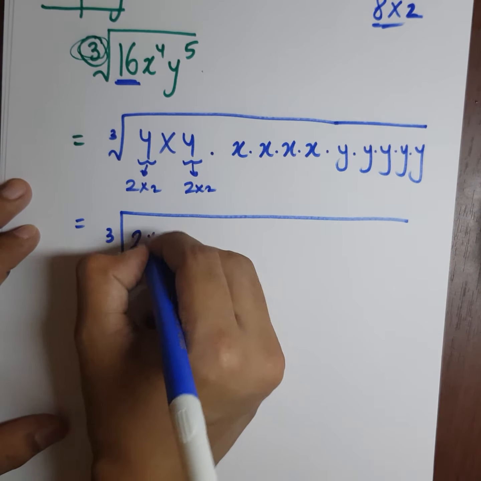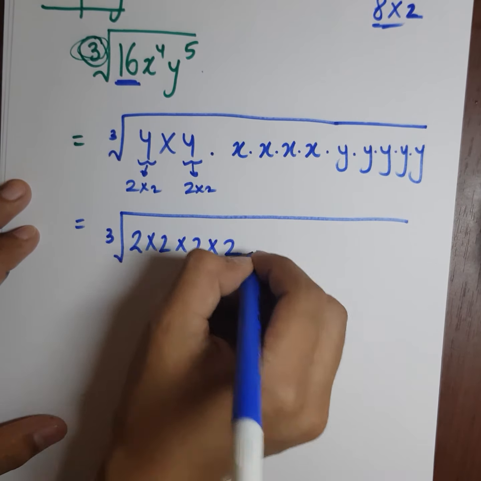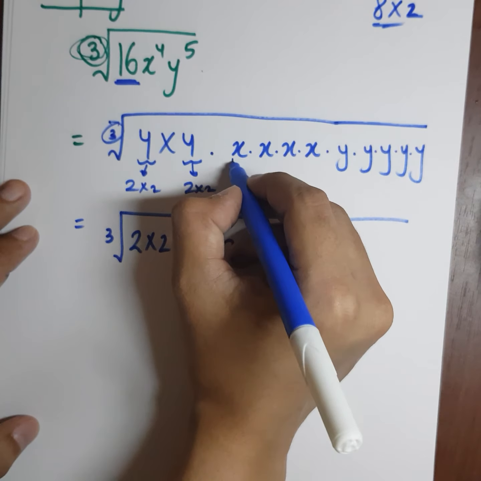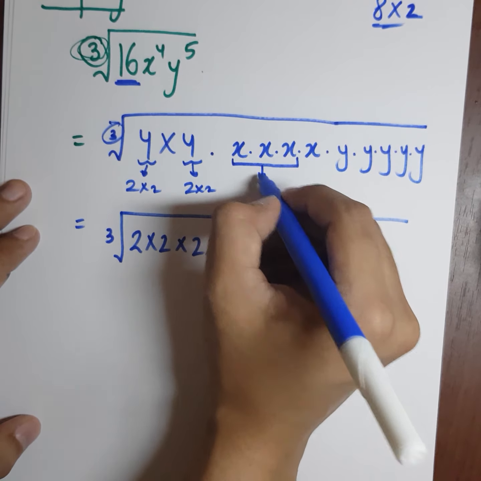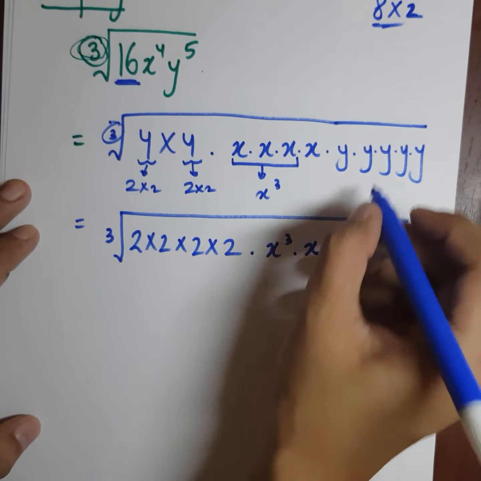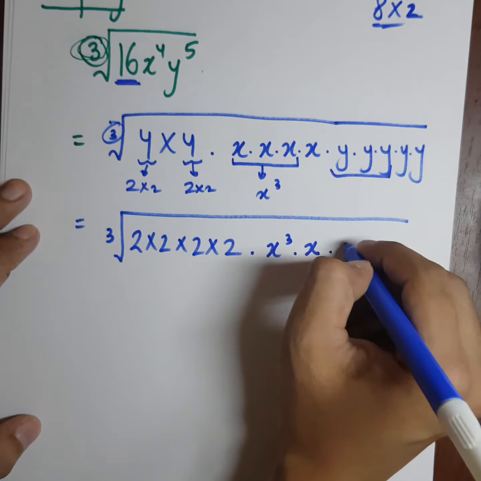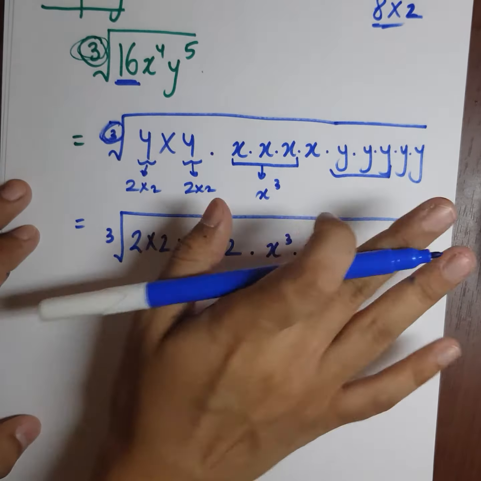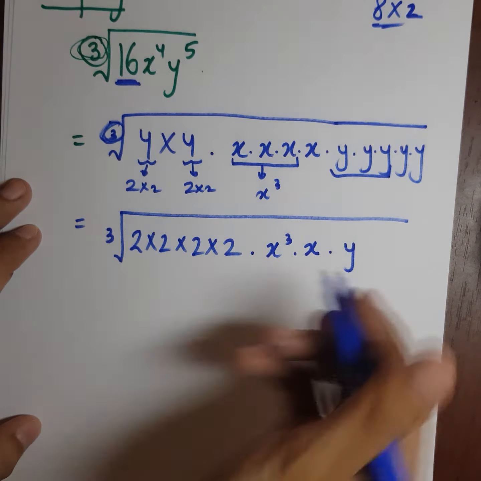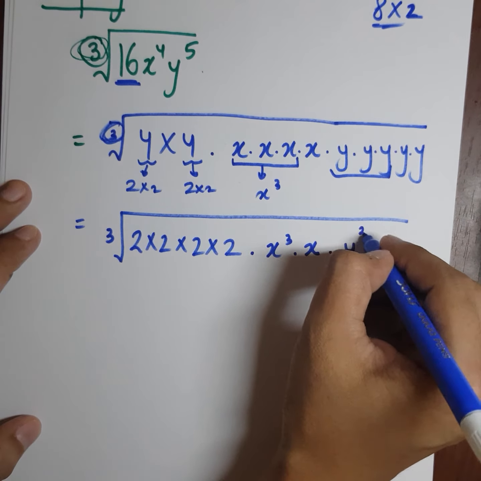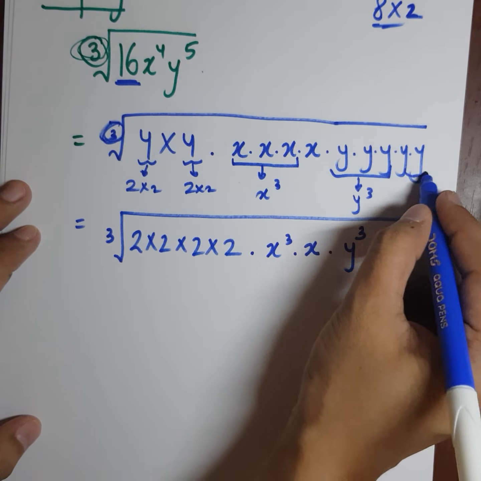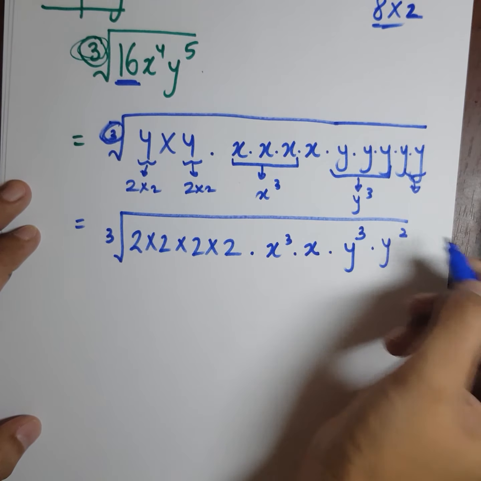So this is 2 into 2 into 2 into 2, and since you have 3 here, I'll take 3x and write them as x cube. So I'll be left with 1x, and then I'll take 3y's. Since you have 3 here, that's why I'm taking 3y's. If I had 4, I would take 4. If I had 5, I would take 5. So I'll take 3y's and write them as y cube. And I'll be left with 2y's, which I can write as y square.